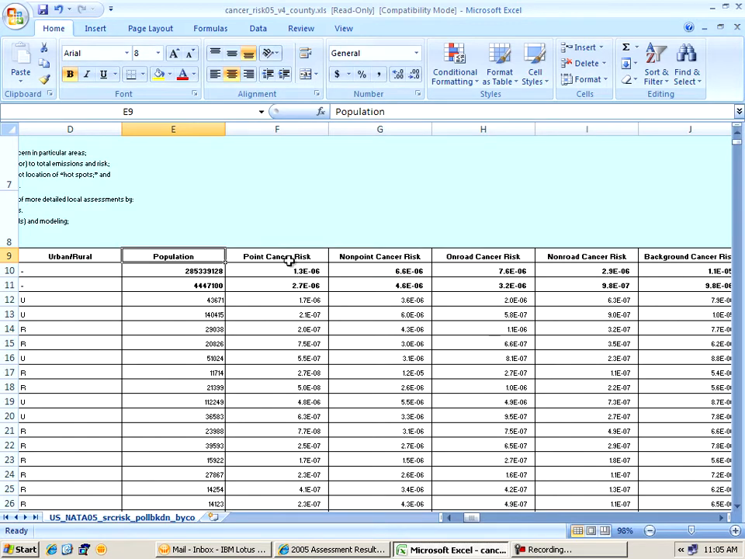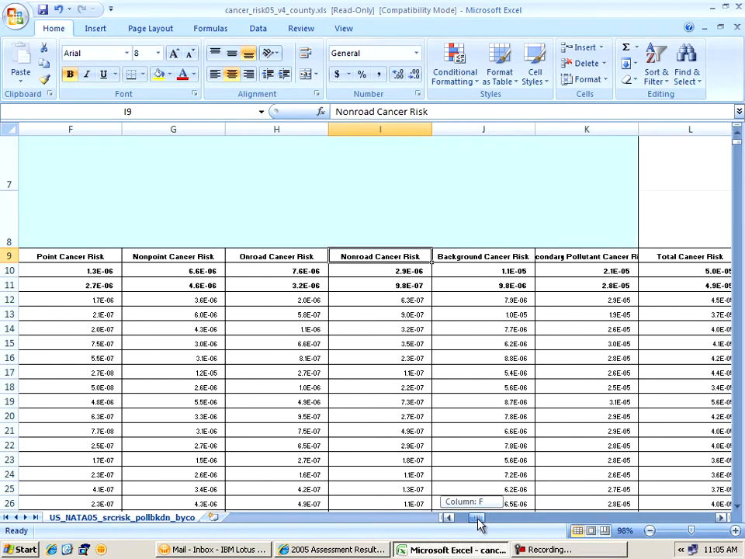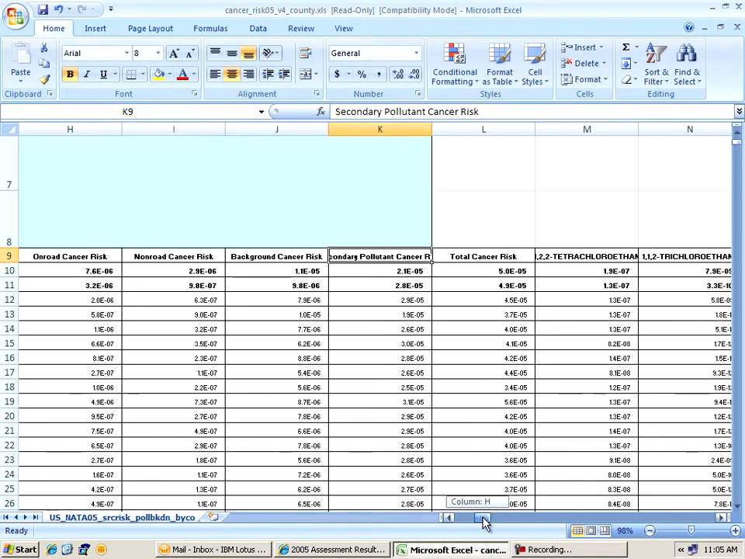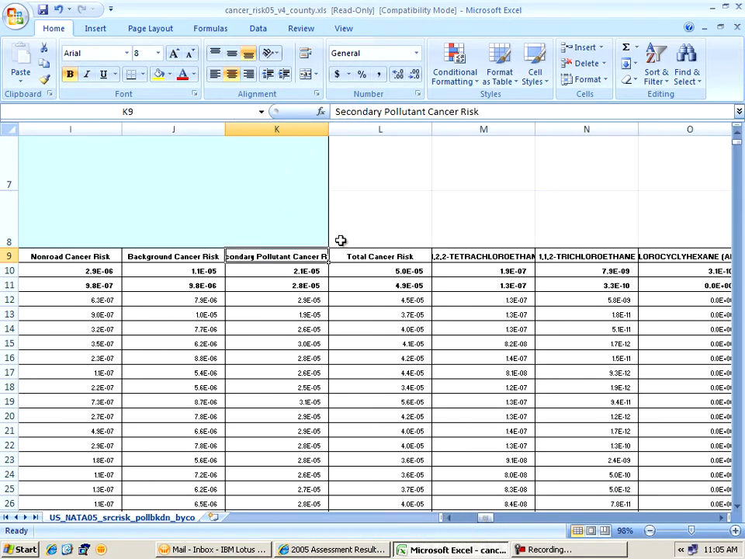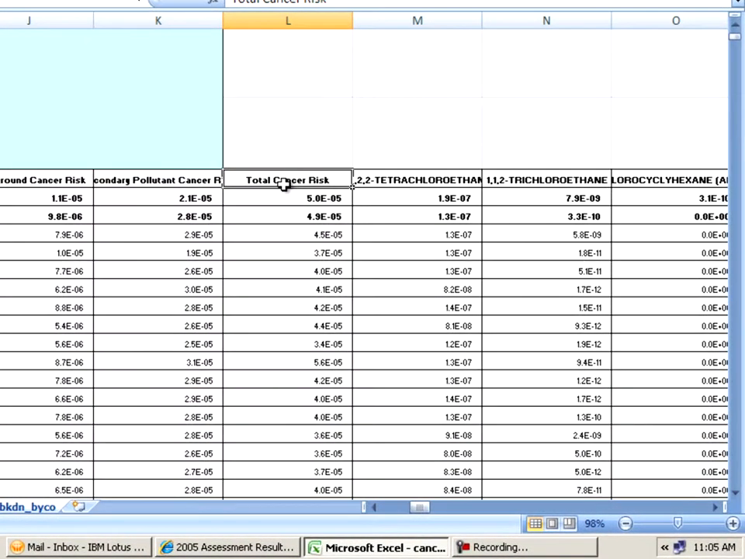And then we break it down into the point source cancer risks, as well as the non-point cancer risks, the on-road mobile cancer risks, the non-road mobile cancer risks. We have a column for background cancer, secondarily formed pollutants, which are pollutants that form photochemically in the atmosphere. And finally, we sum those up for total cancer. So the total cancer, the average cancer for somebody in the United States would be about 50 in a million.